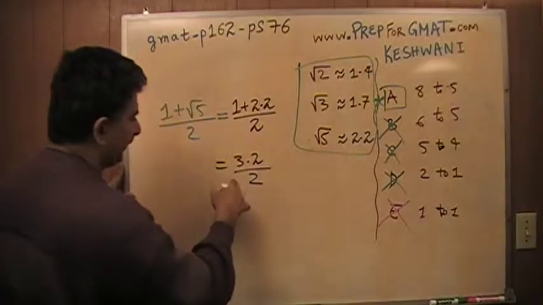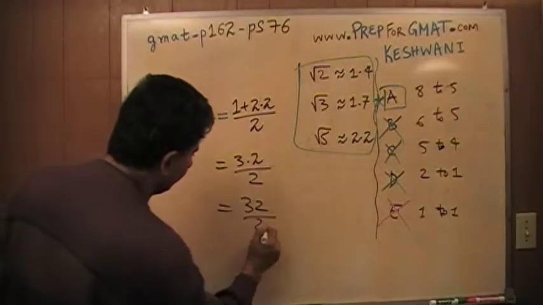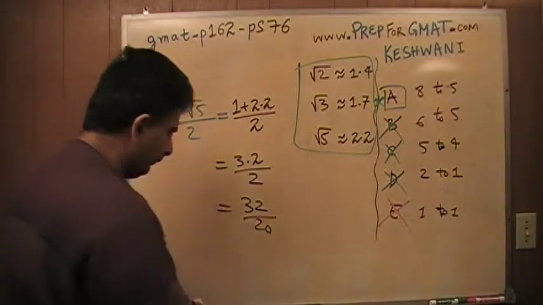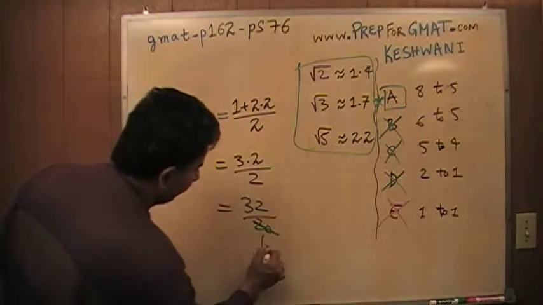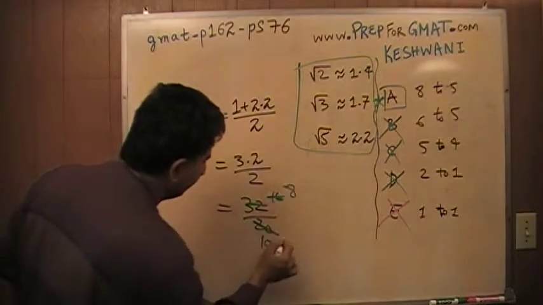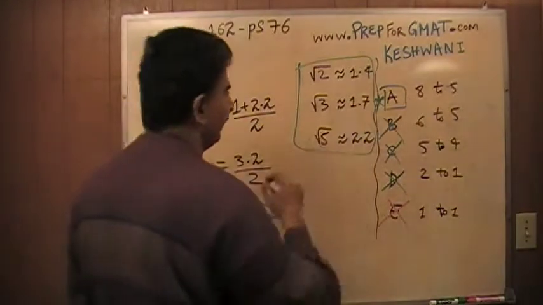If I multiply top and bottom by 10, I end up with 32 over 20. And then after that, you just start reducing it. 32 over 20 goes to 16 over 10 and then 8 over 5. That's it. 8 to 5. Answer is A.